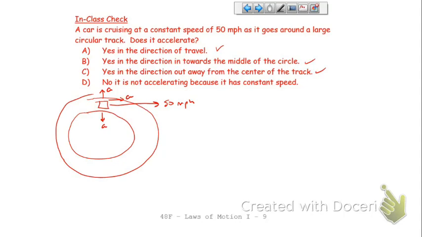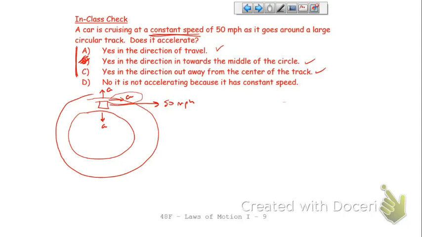See what you think. So the answer is going to be towards the middle of the track. It's B. First of all, we know it's one of those three because there is a change in velocity, because we're going around a corner. And if there's a change in velocity, there's an acceleration. Then the question is, which one of these three is it? If we're accelerating in the direction of travel, then our speed changes. But it says at a constant speed, so that's not going to be right. So it leaves these other two.